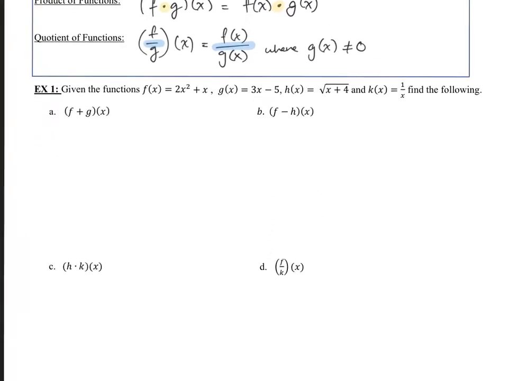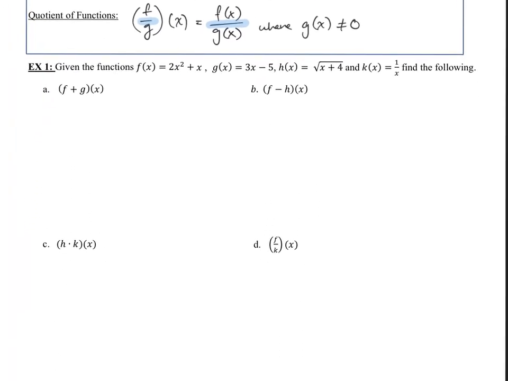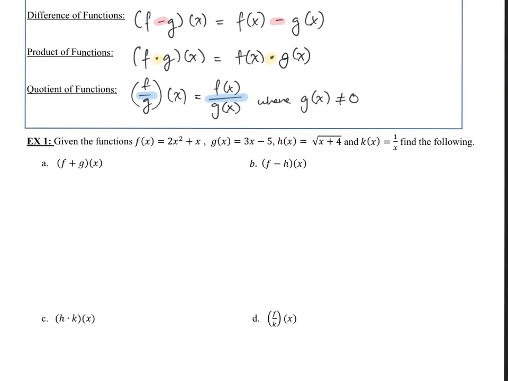Let's take a look at example 1. Given the functions f of x equals 2x squared plus x, and g of x equals 3x minus 5, as well as h of x and k of x, find the following. The first one, we're given f plus g of x. If I write this out again, this is f of x plus g of x. Now, what is f of x? F of x is this value right there, and g of x is that value right there. So I'm going to go ahead and plug those in.